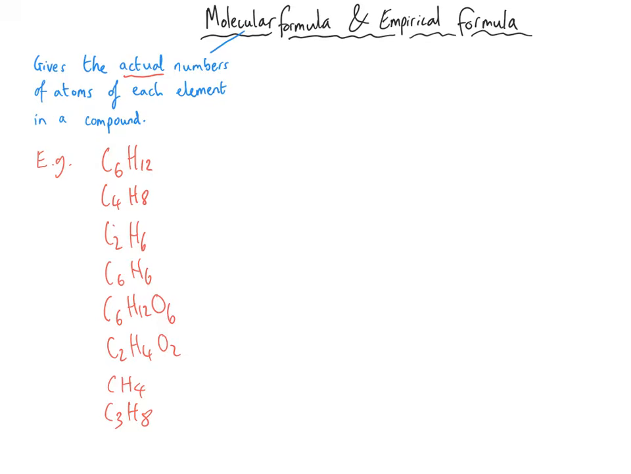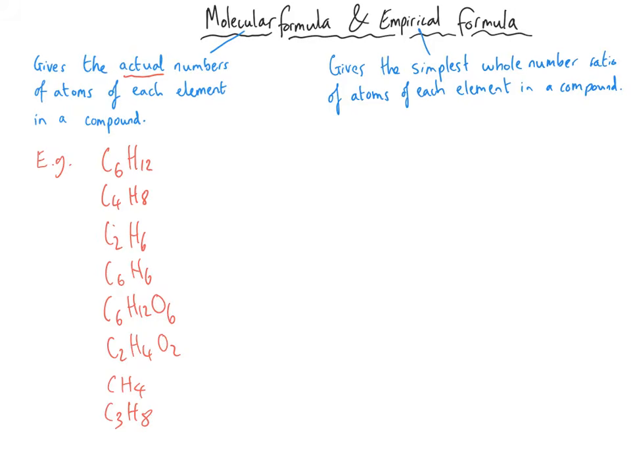Now, if we have a look at empirical formula, empirical formula is defined as the simplest whole number ratio of atoms of each element in a compound. So you'll notice that those two definitions seem really similar, and the only differences between the two definitions are those bits that I've underlined.